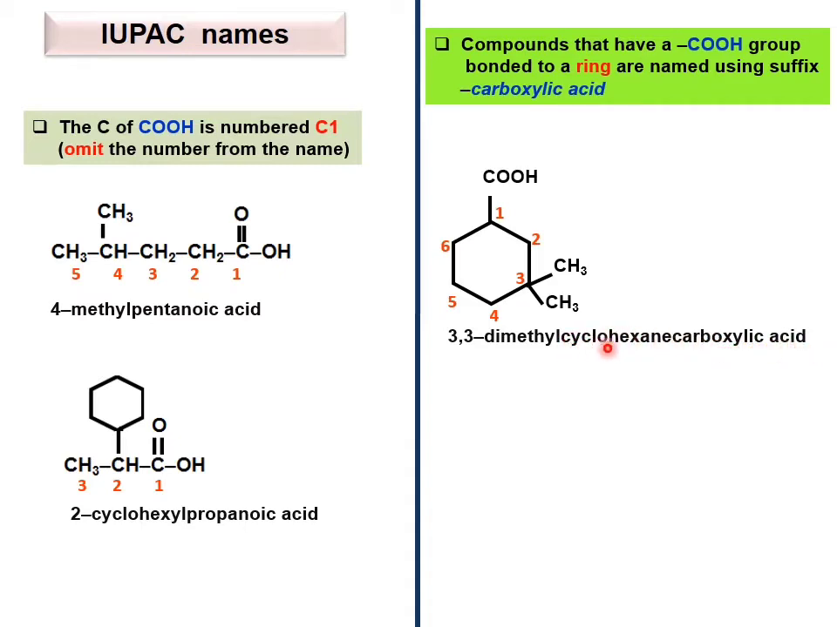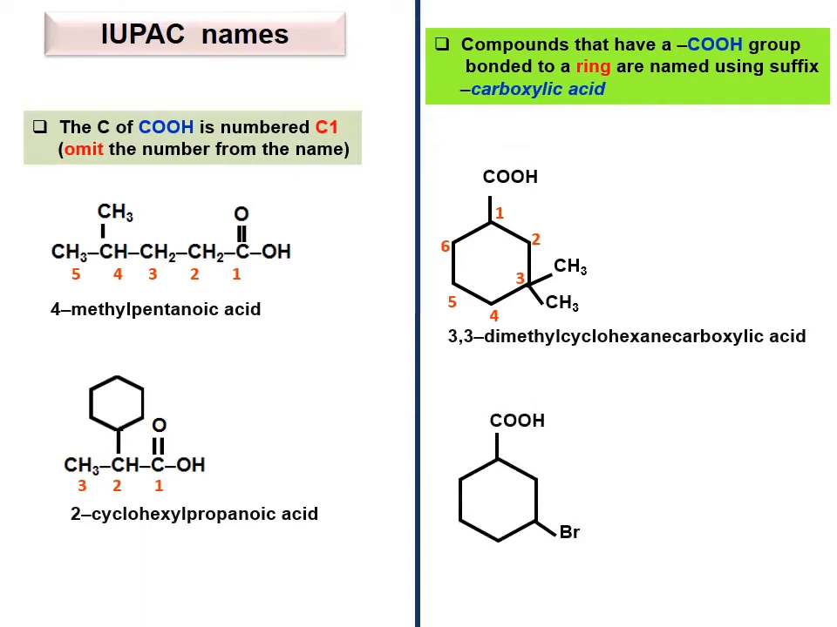Dia jadi cyclohexane carboxylic acid. So this carboxylic acid refers to this one, COOH. Bukan cycloheptanoic acid here, because the ring shape is cyclohexane.